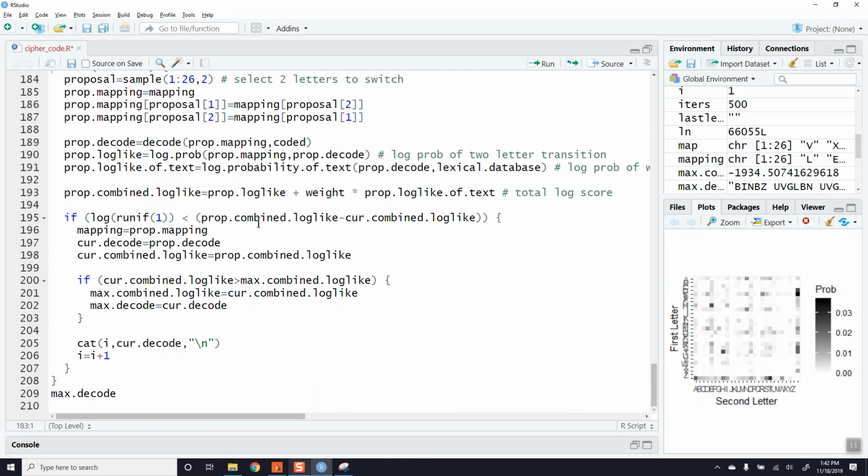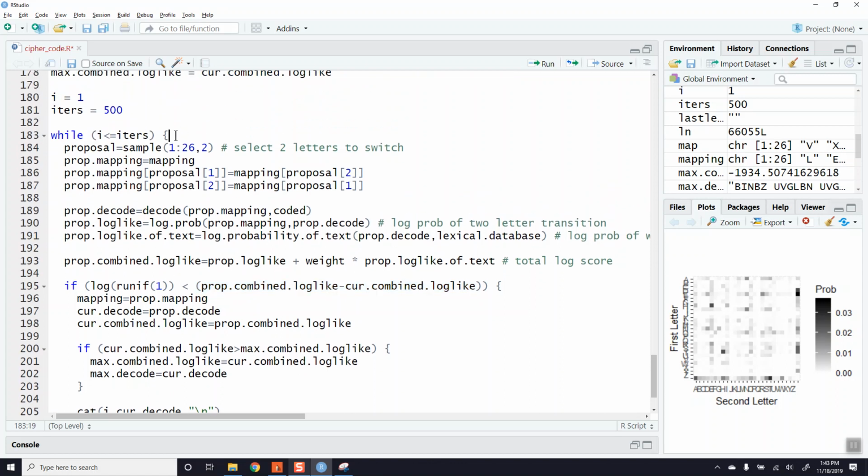And then this part is if your random u is less than the probability, except it's logged. So here's our random u, and we use that to decide whether we move or not. With log probabilities, p proposed divided by p current becomes p proposed minus p current. That's the proposed combined log likelihood minus the current combined log likelihood. If the log of your random u is less than this, then you accept, and if not, you don't move. If we accept, the proposed mapping becomes the current mapping, and the proposed decoding becomes the current decoding. If not, we don't do anything.